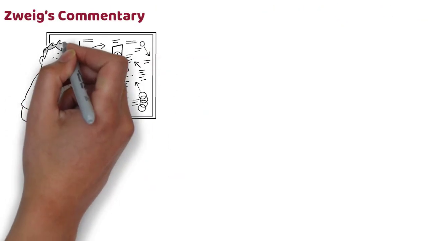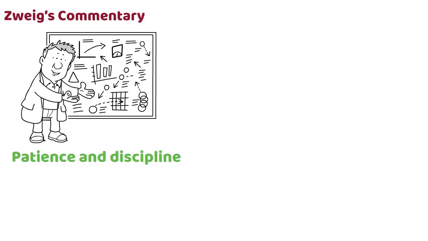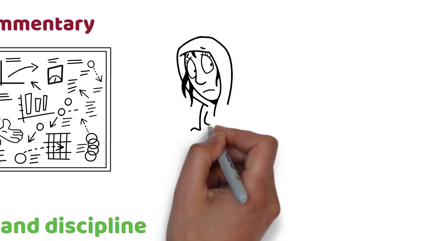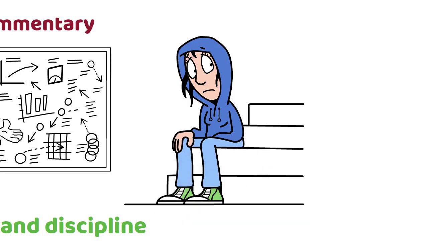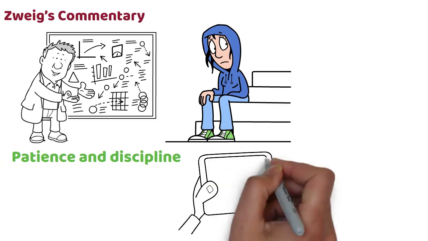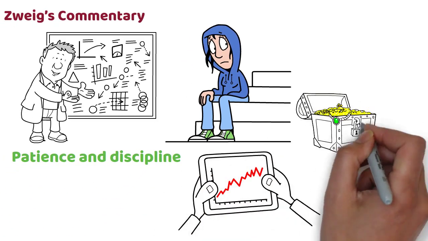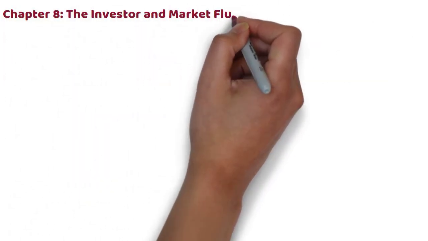Zwig discusses how modern investors can apply these strategies, highlighting the importance of patience and discipline. He also addresses the psychological challenges of being an enterprising investor, such as the need to withstand short-term volatility in pursuit of long-term gains. Chapter 8, The Investor and Market Fluctuations.